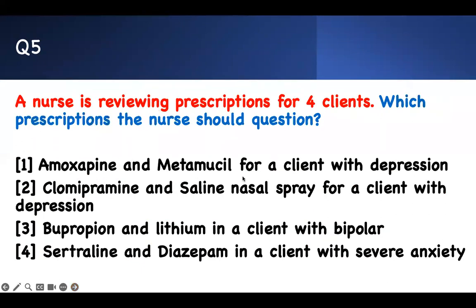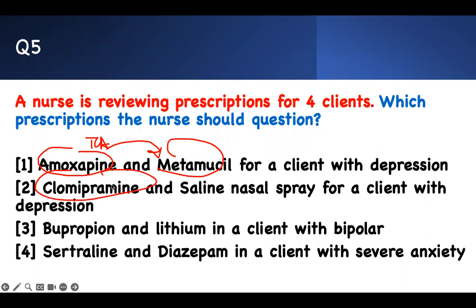Next question. Which prescription should the nurse question? A nurse is reviewing prescriptions for 4 clients, right? You still have to recognize them. If you don't, then it's a problem. Amoxapine, if you recognize this is a TCA. We're giving Metamucil for a client with depression, right? TCA causes constipation. It's anticholinergic. That's why Metamucil. That's fine.